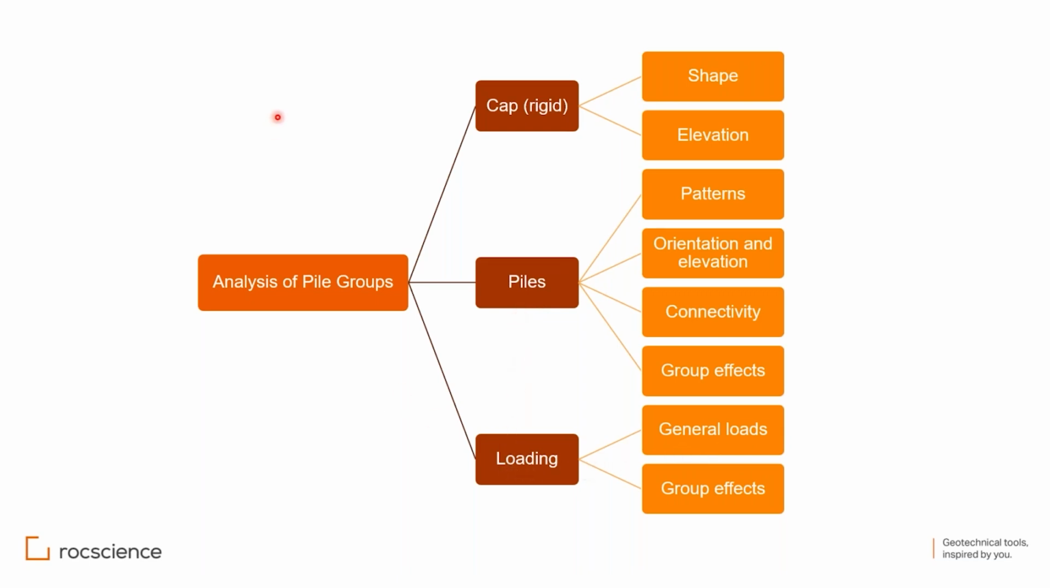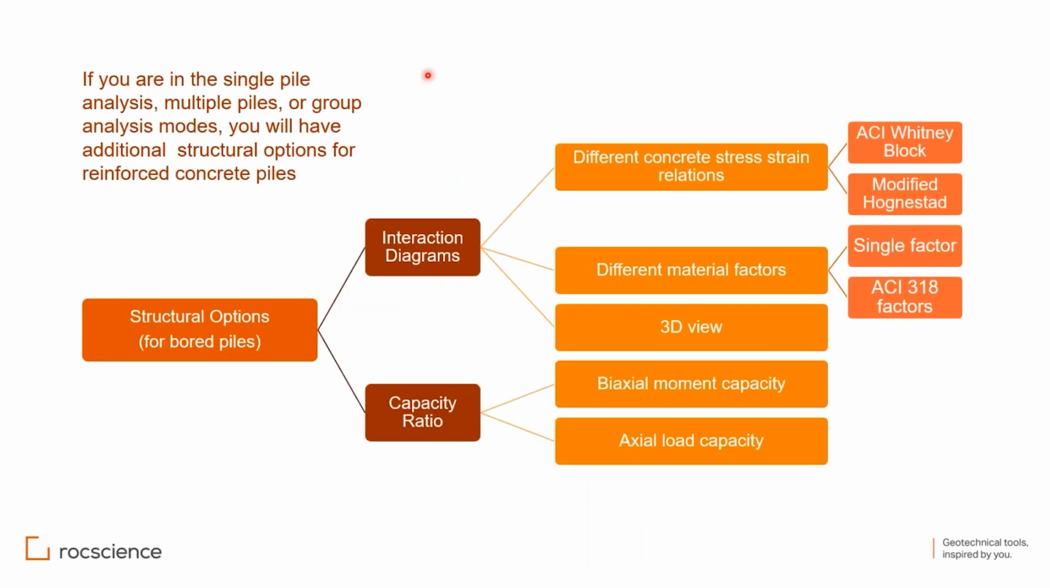Then the loading, maybe general loading on pile caps. If you are in the single pile mode, now we can apply, whether it's a single pile analysis, multiple pile analysis, or group analysis, as long as you can apply reinforced concrete sections, then you can apply structural options of interaction diagrams. For the first time, we're introducing interaction diagrams and capacity ratio for calculation of structural features, structural capacity and features of the reinforced concrete sections.